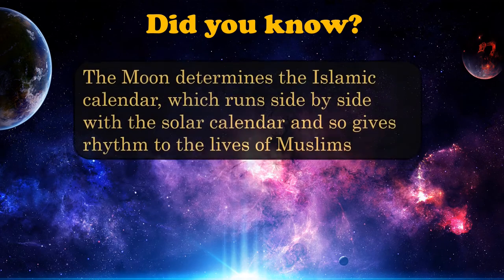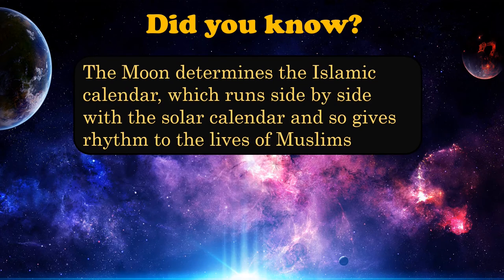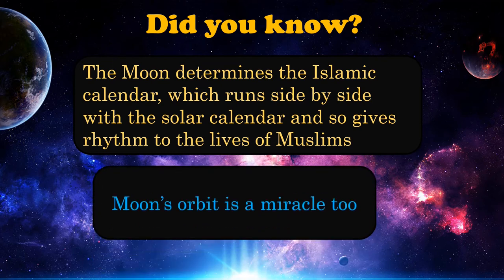The moon determines the Islamic calendar, which runs side by side with the solar calendar and so gives rhythm to the lives of Muslims. As many miracles of the Holy Quran, moon's orbit is a miracle too. The moon revolves around the sun. Together with the earth, it follows a path through space that resembles the letter S. The appearance of this orbit resembles the twisted shape of a dry date branch, as it is revealed in the Quran.